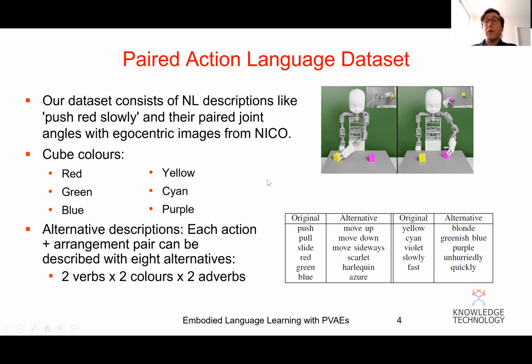In this dataset, we have 6 color alternatives for the cubes, which are red, green, blue, yellow, cyan, and purple. Originally, this vocabulary was composed of fewer words. You can see in this table that we added an alternative word for each original word in this dataset. So we have created alternative descriptions by replacing each word in the description with its alternative. So for each action, we have 8 alternative descriptions.